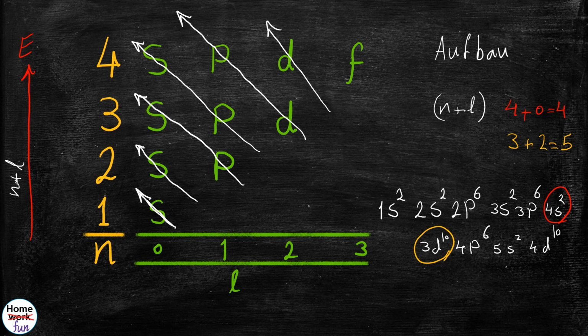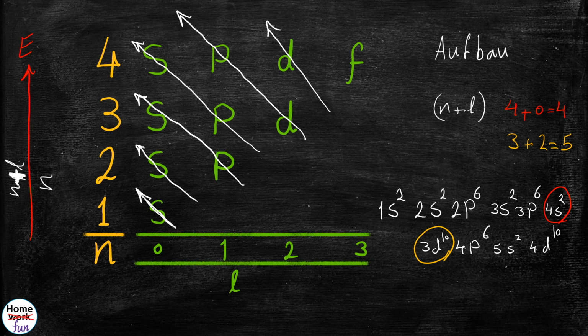What happens if you have two different situations where n plus L is equal for them? Then you go in the order of increasing n. So you first mention the lower n, then you mention the higher n. So n plus L, that's your first rule of thumb for knowing which comes first. And then if you have equal n plus L's, then you go with first the lower n, then the higher n. First the lower level, next the higher level. So that's Aufbau's principle.